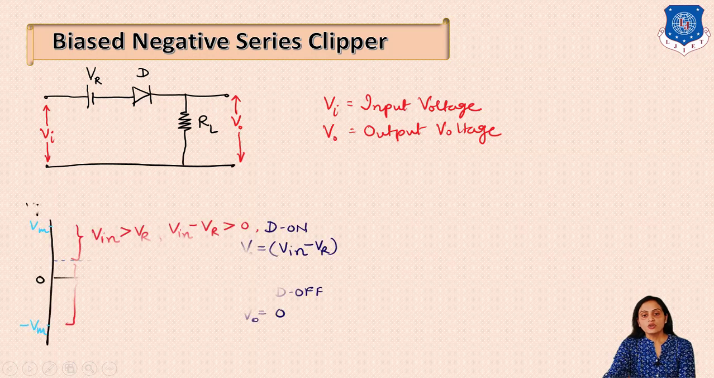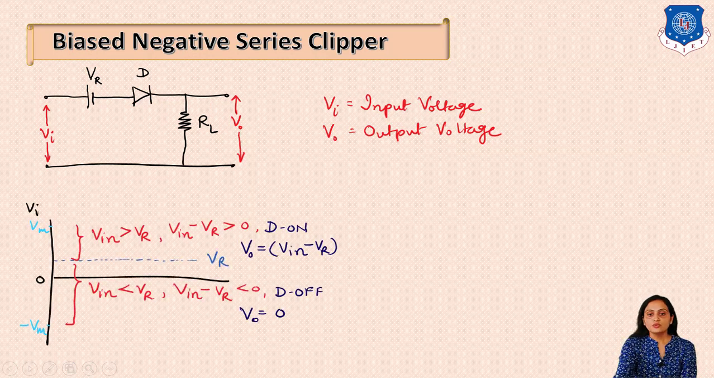While analyzing a biased clipper circuit, you need to divide the input voltage range, that is from Vm to minus Vm, into two parts, and the reference level should be Vr, the battery connected in series. But we need to consider whether this Vr is positive or negative. You need to consider the terminal connected towards the input, that is, the positive terminal is connected to the input. That is why we consider the reference voltage Vr as positive.